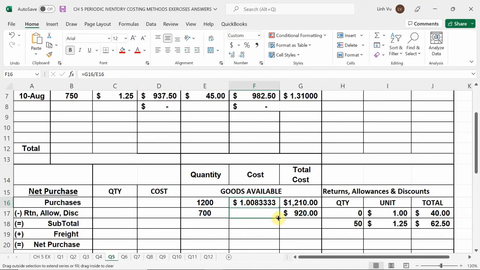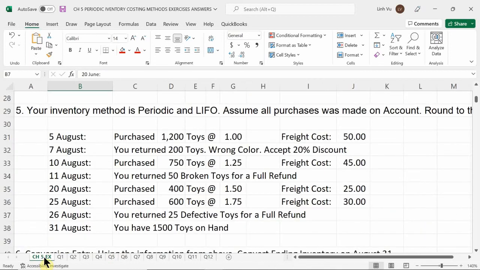It'll change to $1.314. So actually an increase because again, more cost is being distributed over a smaller quantity. So it's 1.3142857, right? Okay. So let's see what happened next.